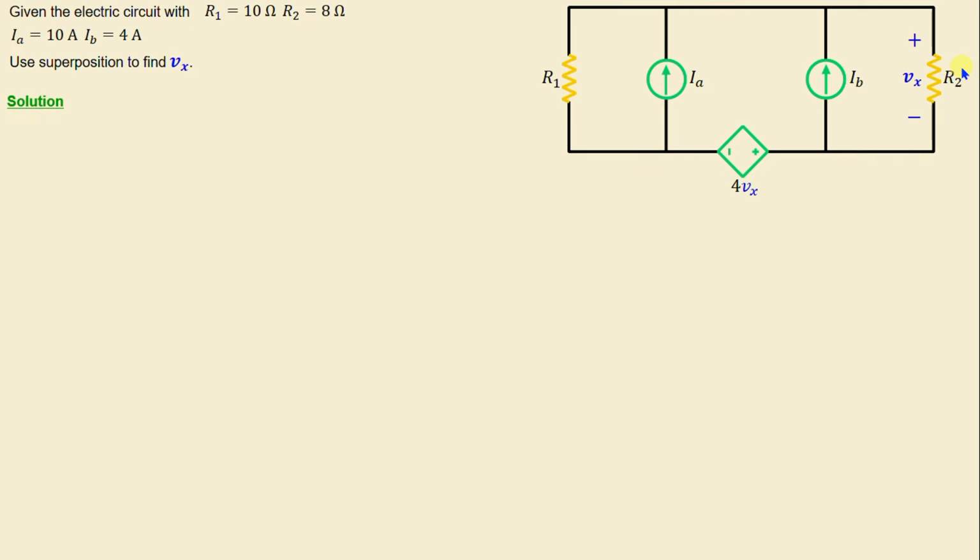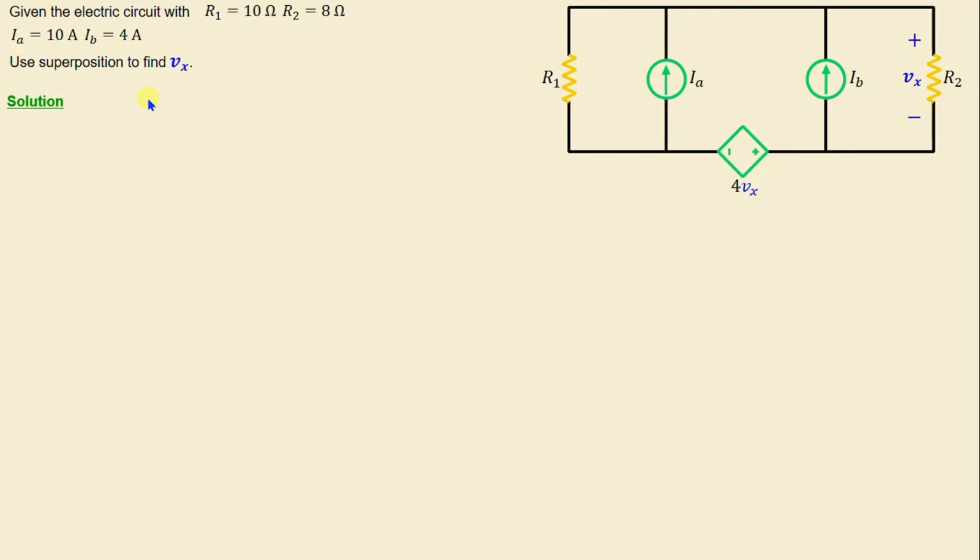First, we begin by identifying each independent source in this network. This step provides a clear understanding of the sources that will be analyzed separately. In this circuit, we can observe two independent sources, IA and IB. Both sources are independent current sources.